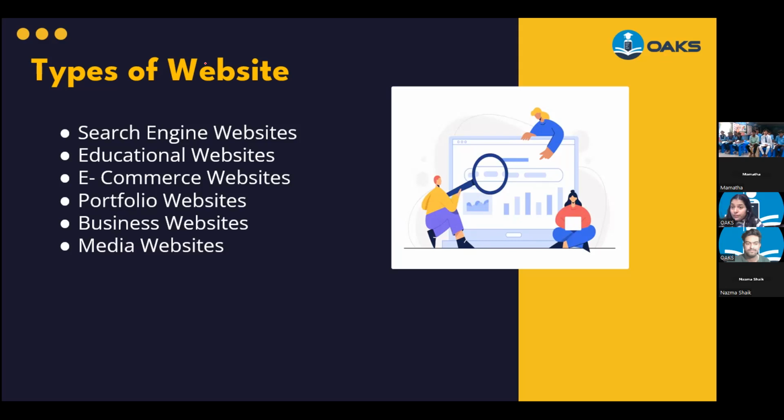Coming up to business websites. There are various kinds of businesses happening all around the world. Suppose I sell plastic bags, so I will have a business website of my own. My business and my products will be shown there, what kinds of products I am showcasing, and what kind of products you can buy from me. So these are various kinds of business websites.